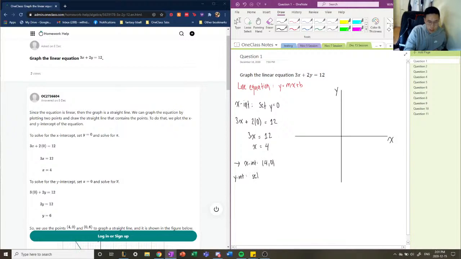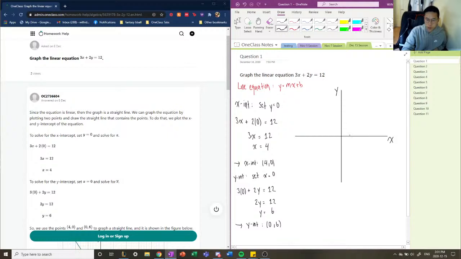So we're going to set x to be equal to 0. If you set x to be equal to 0, we get 3 times 0 plus 2y equals 12. That gives 2y equals 12, and dividing both sides by 2, we get 6. So therefore, y-int is (0, 6).